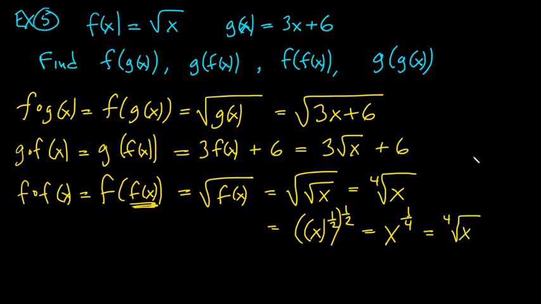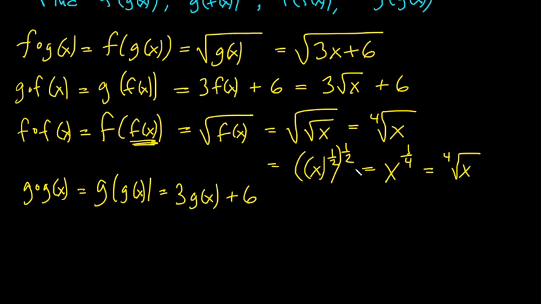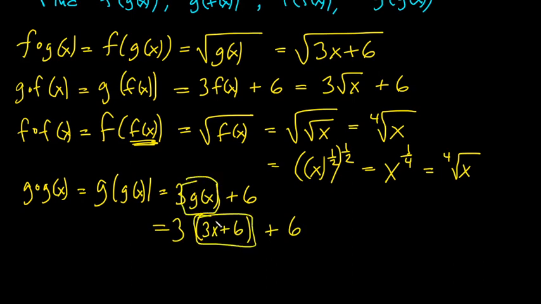Okay. What about g of g of x? So remember, g takes x, multiplies it by 3, and adds 6. So we're going to do that with g of x. We're going to take g of x, multiply it by 3, and then we add 6. But remember what g of x is. It's just 3x plus 6. So all I did was replace g of x with what it equals.